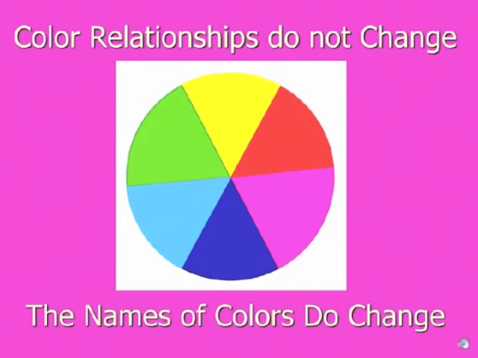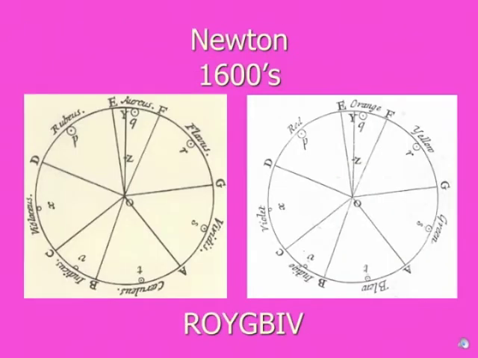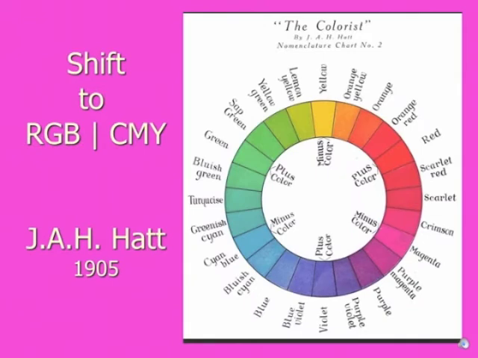It's this relationship that does not change. What does change is the names. So we go from Roy G. Biv to making the shift to RGB/CMY. I have the book The Colorist by J.A.H. Hatt. It's written in 1905 and it already shows the new color names of magenta and a cyan blue. Where did these new color names come from?